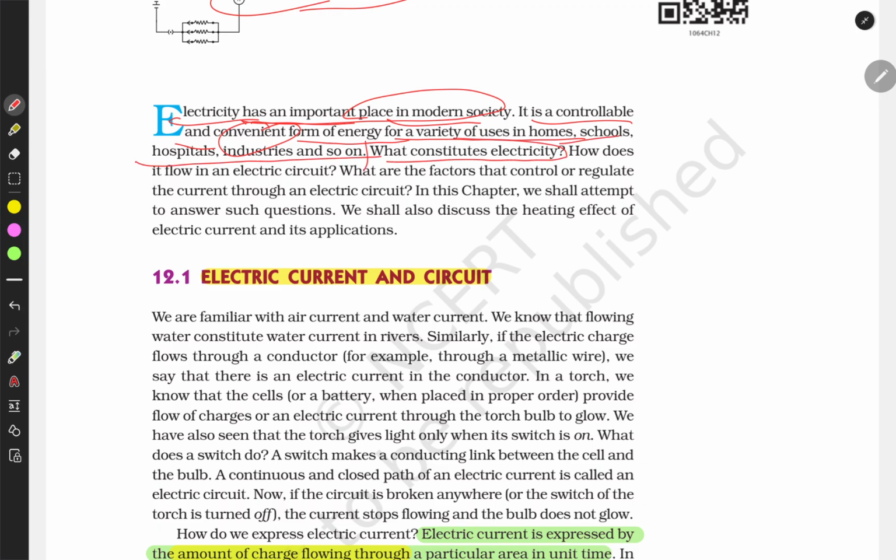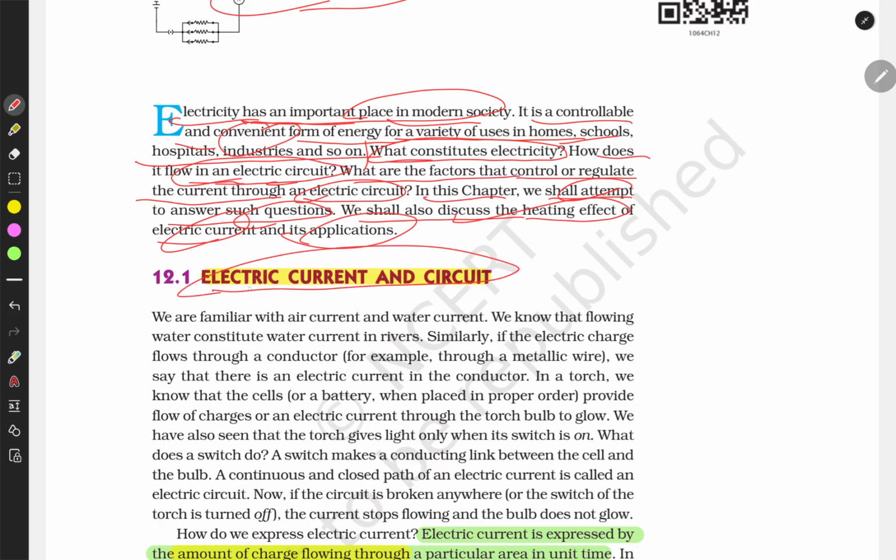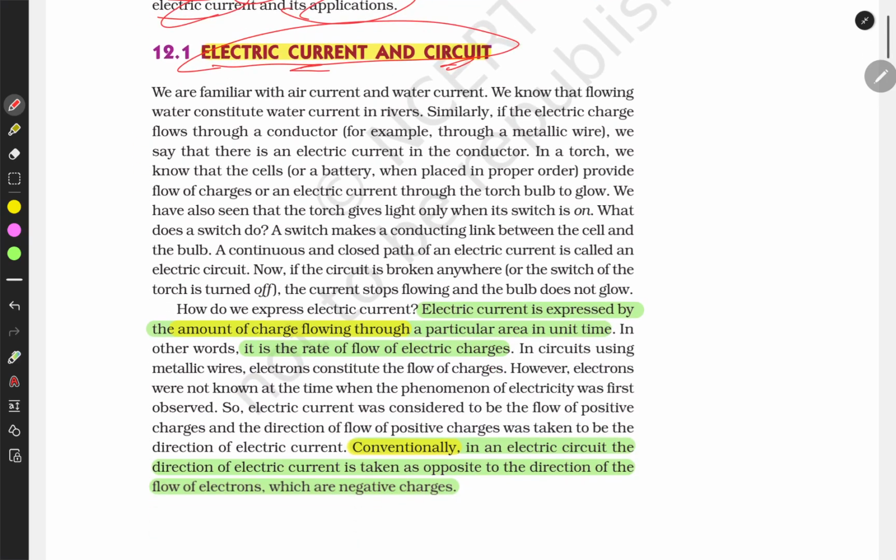So what constitutes electricity? How does it flow in an electric circuit? And what are the factors that control or regulate the current through the electric circuit? In this chapter, we shall attempt to answer such questions, and we shall also discuss the heating effect of the electric current and its applications. So the first topic is the electric current and circuit.